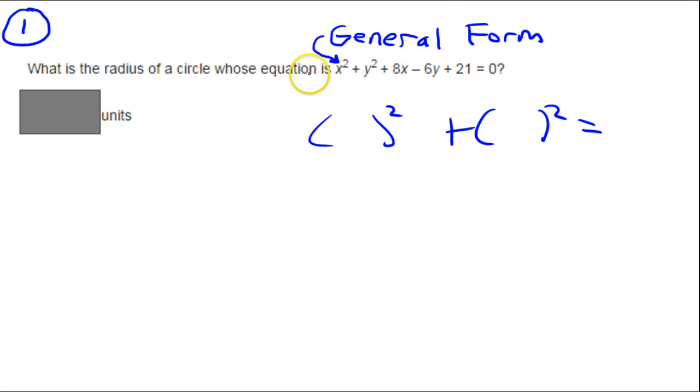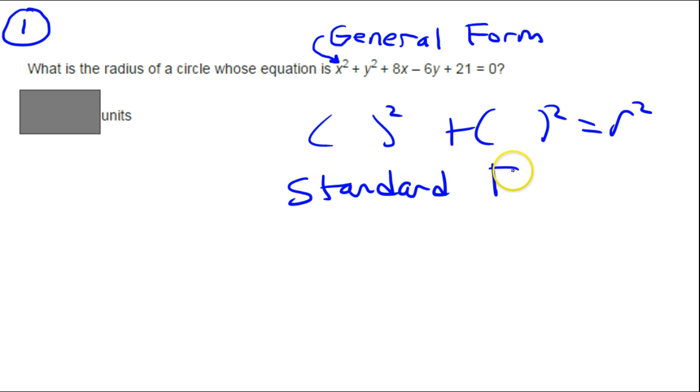So what we have to do is change it. We have to transform it from general form into standard form, which is this one. Okay, now in order to convert from general form to standard form, we have to have a lesson on something called completing the square. So we'll come back to this problem in 3 minutes. I have to give you a brief lesson on completing the square.